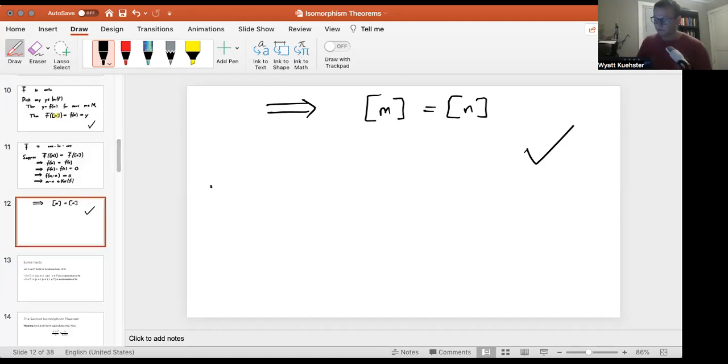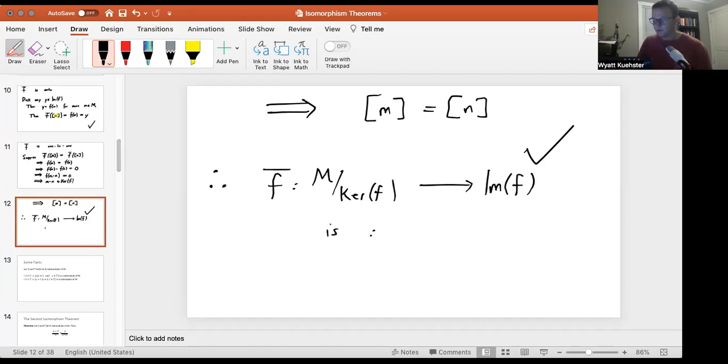So therefore, we showed that f bar from M mod the kernel of f to the image of f is an isomorphism of R modules. And that's what we were trying to do.